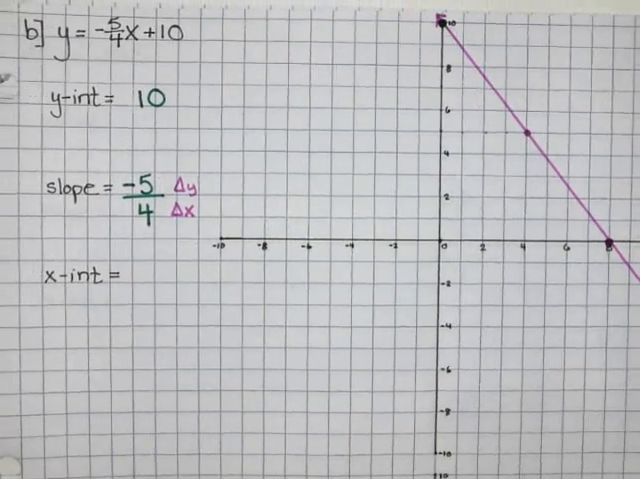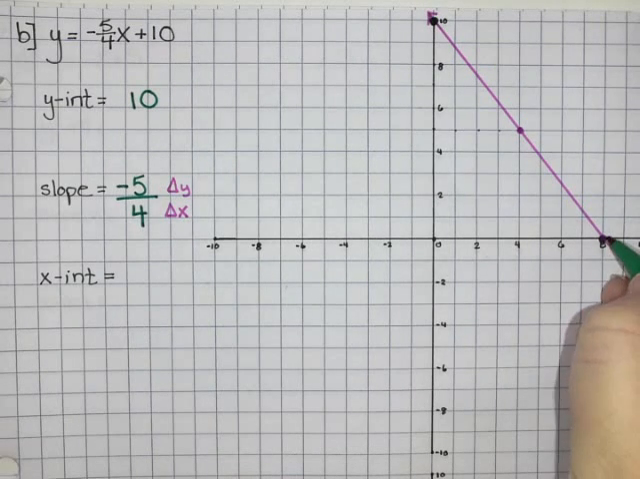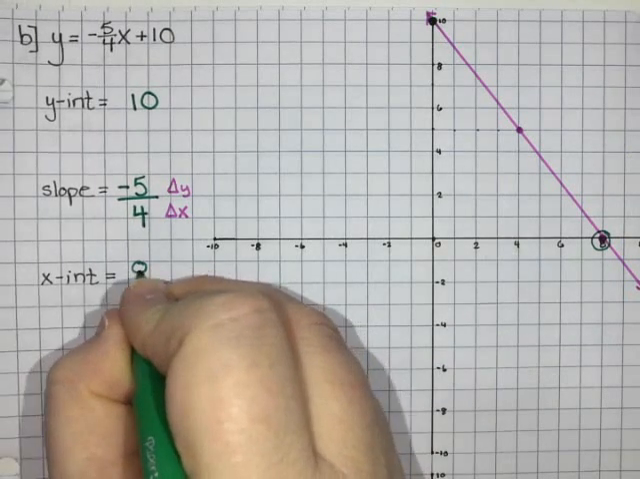Okay, so I have one last thing to do, which is to fill in my x-intercept. That's where the graph crosses the x-axis, which is at 8. So my x-intercept is 8.